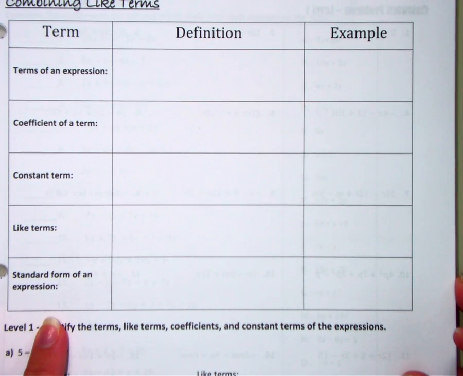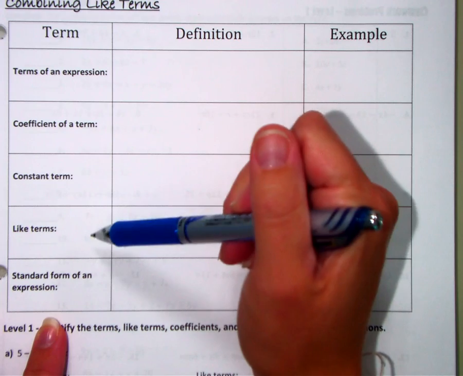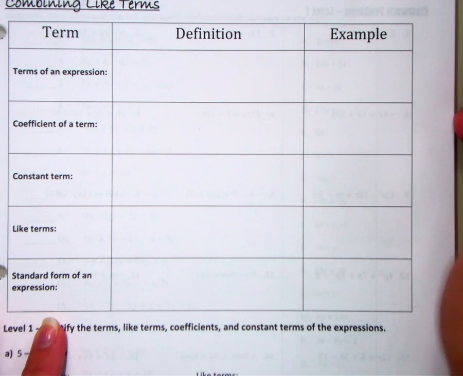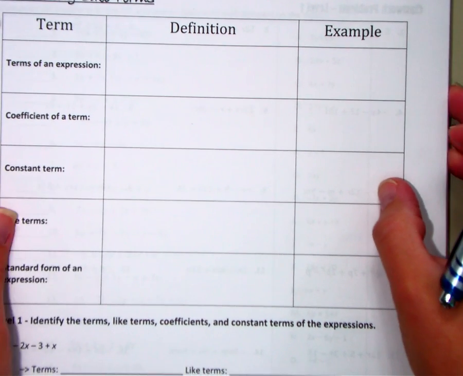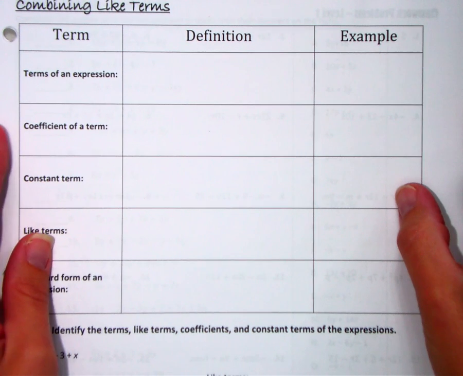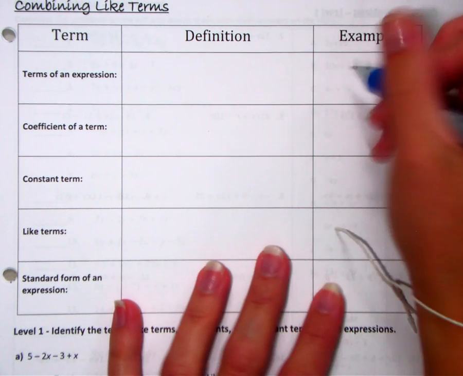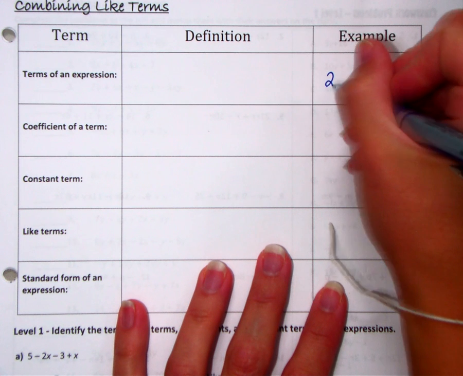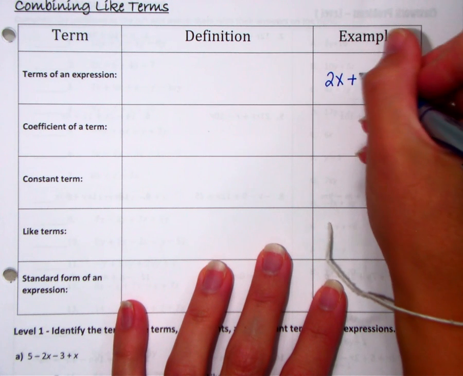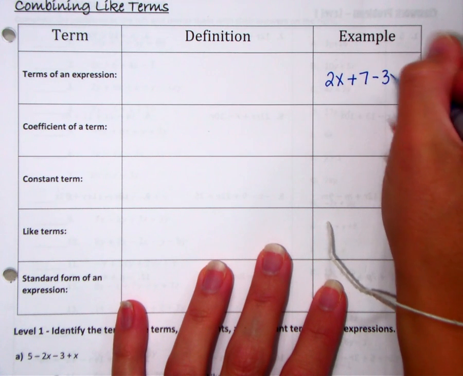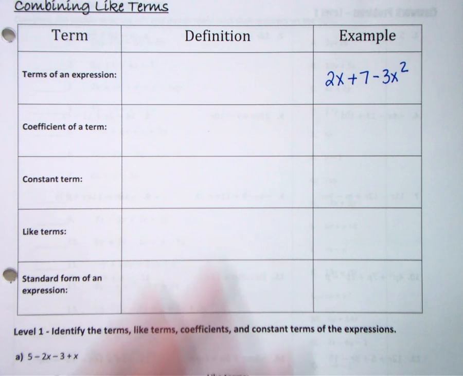First, we're going to fill out some vocabulary on page 13. On page 13 here, we've got some terms, definitions, and examples. I like to start with the examples first. So the example for my terms is I'm going to give you multiple terms here: 2x plus 7 minus 3x squared. Okay, that is 3 separate terms.